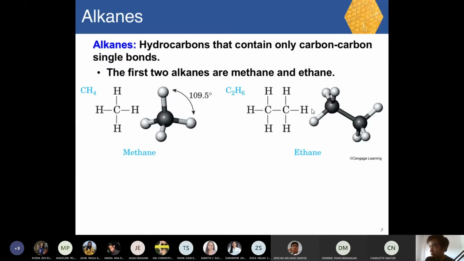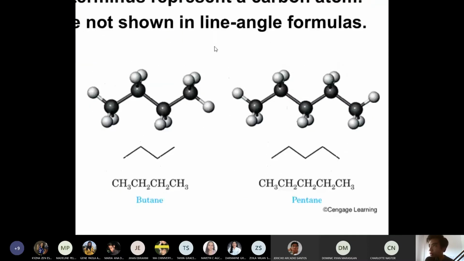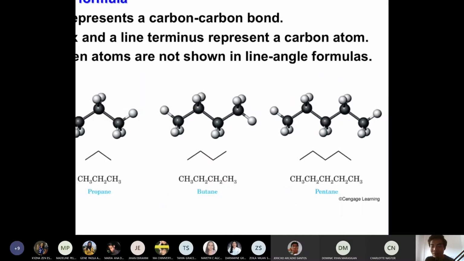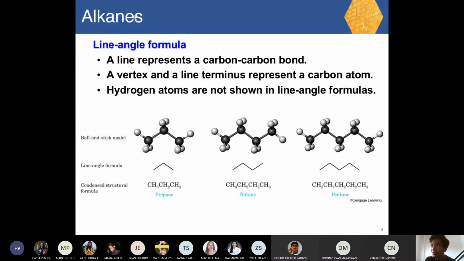For example, here, this is in a tetrahedron. This one is also a tetrahedron. Let's have a few examples. You will notice this carbon, this section of the molecule, is in a tetrahedral shape: 1, 2, 3, 4. This one also is a tetrahedron, and so on and so forth. So you will notice that the more carbons you have in your alkanes, the zigzag representation becomes apparent. That's why we can represent our alkanes with zigzags.